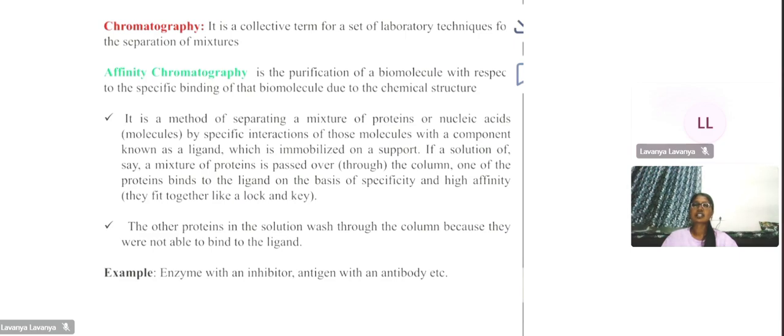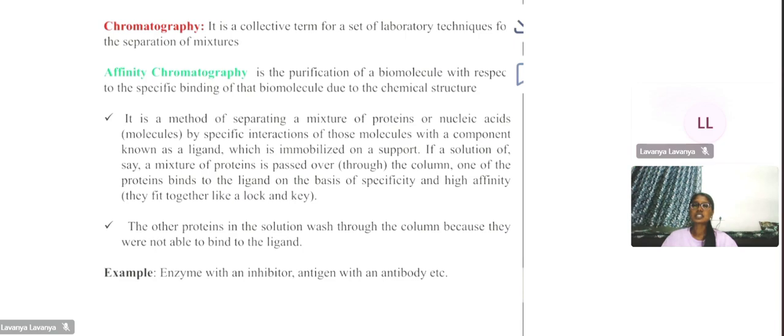It is the purification of a biomolecule with respect to the specific binding of that biomolecule due to its chemical structure. It is known as a purification technique. Affinity chromatography means the purification technique in which we separate the biomolecules.